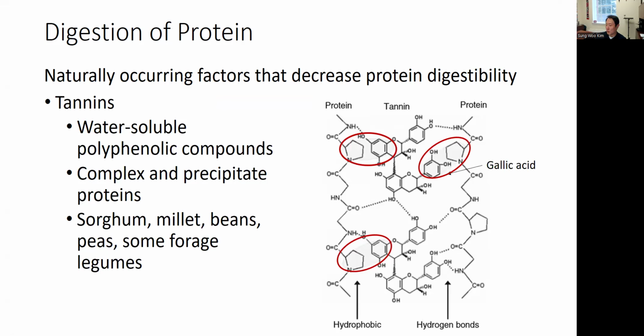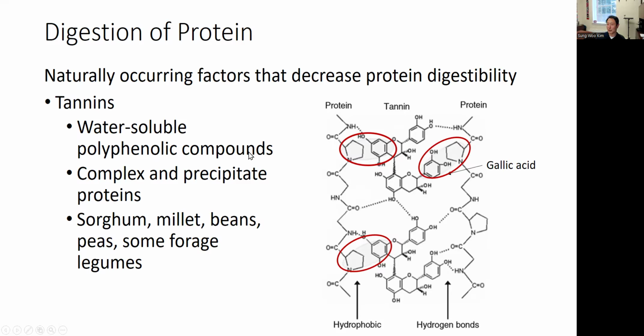Some feed ingredients or foodstuffs will contain tannins. In the case of sorghum or milo, it contains tannin. Some vegetables will contain tannins too. Okay? And tannin is a polyphenolic compound. So in some ways, it can be a very important, beneficial bioactive compound if it is handled correctly. The basic unit of tannin is gallic acid. Gallic acid has very good antioxidative capacity. Okay? But tannin is a large molecule.